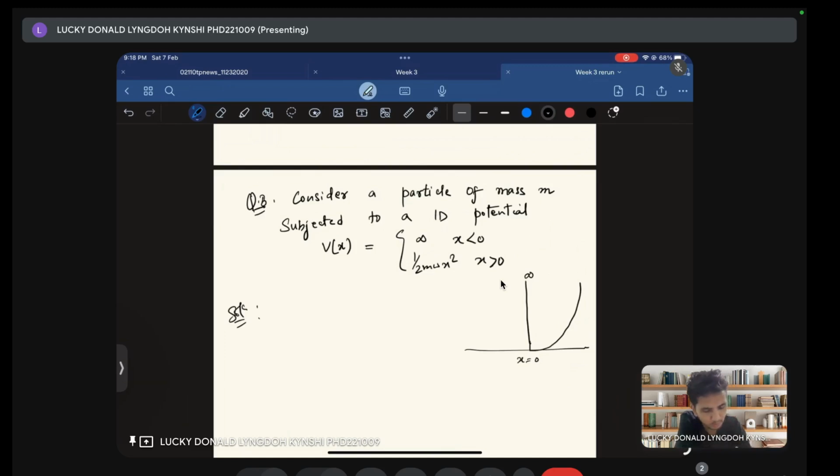So now, what is the question? The first one is: find the ground state energy. What is the ground state energy?